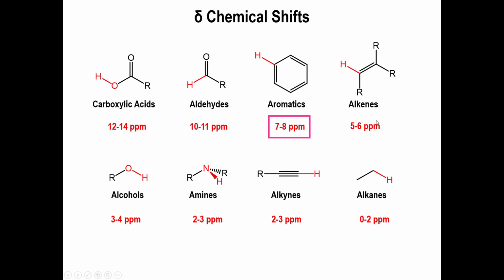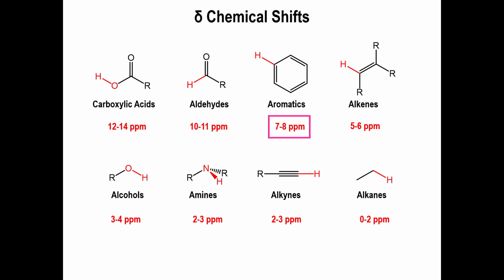Peaks around 5 and 6 are your alkenes, right? 3 to 4, take this with a grain of salt. Sometimes that's where the alcohols show up, but I've seen them show up pretty much anywhere on the spectrum, depending on the concentration, density, even temperature and solvent being used.